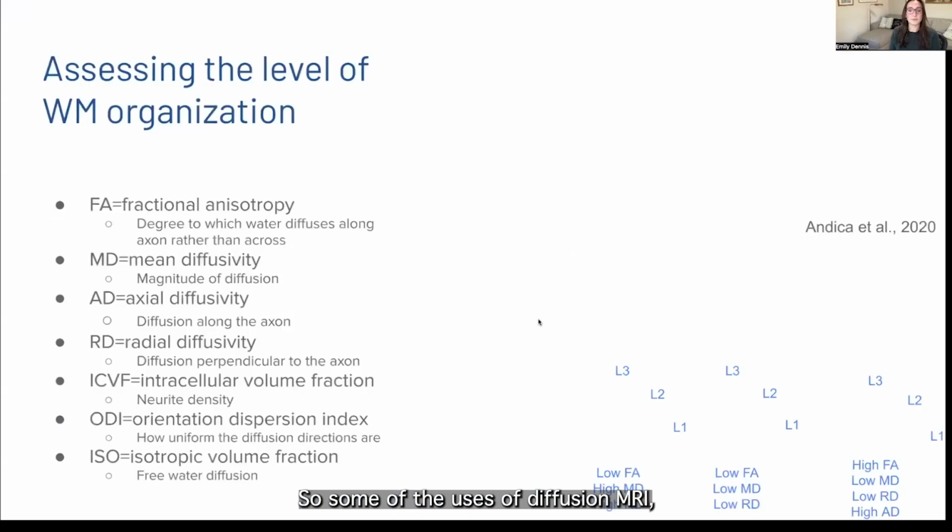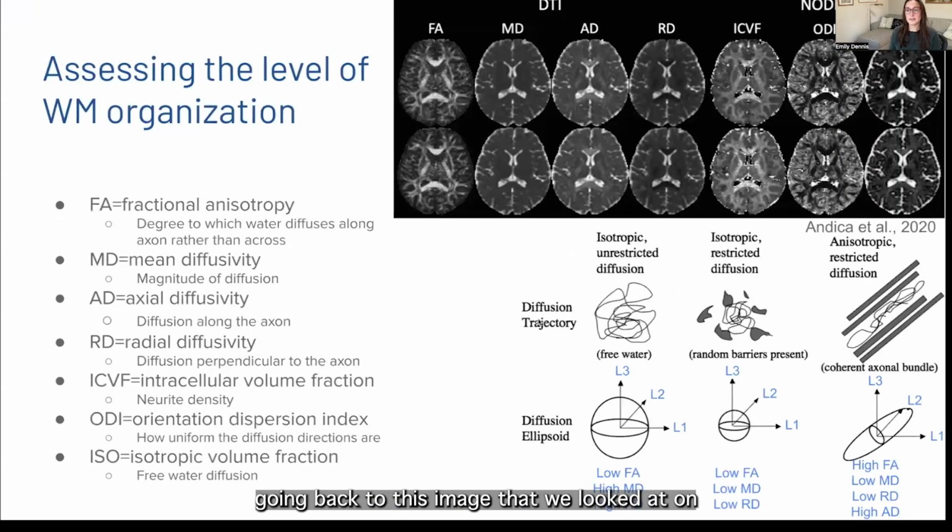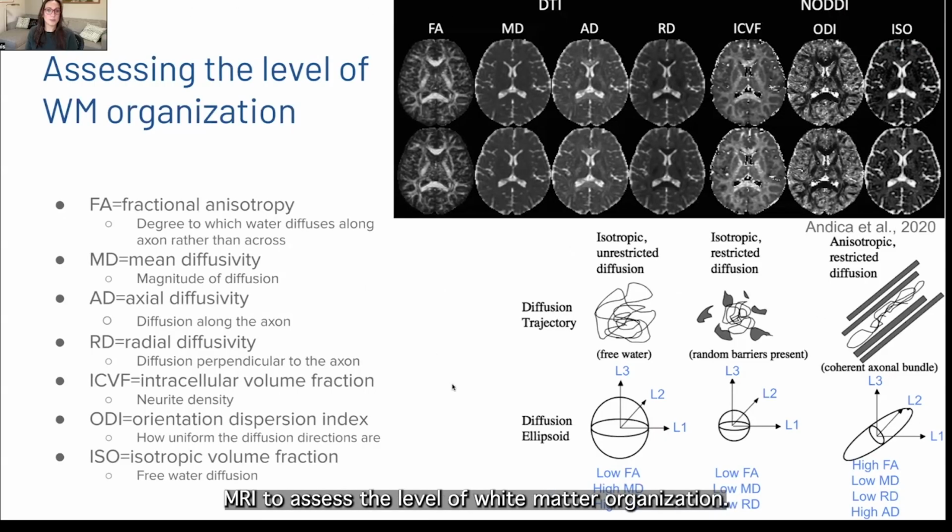So some of the uses of diffusion MRI. Going back to this image that we looked at on one of the early pages, we can use diffusion MRI to assess the level of white matter organization. There are four basic metrics that I'm going to talk about and three more advanced metrics. The four basic metrics are fractional anisotropy, or FA, as shown here in this figure. This is the degree to which water diffuses along the axons rather than across it.